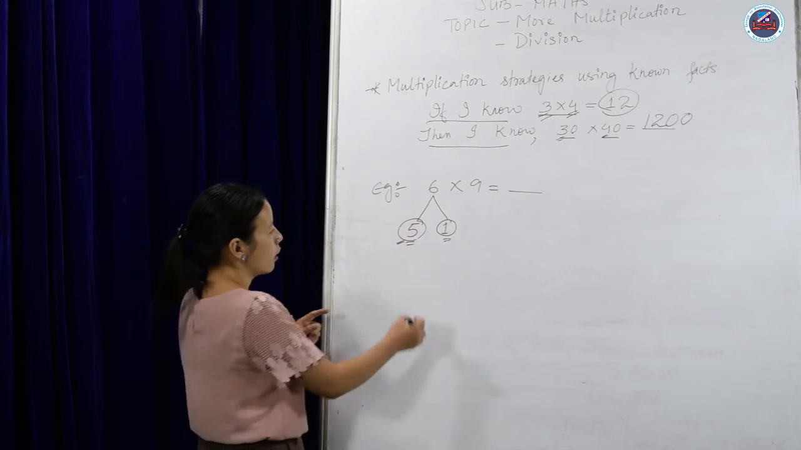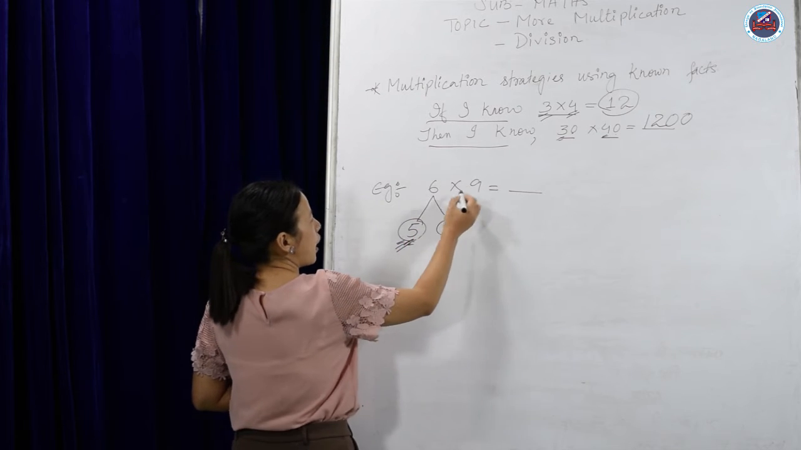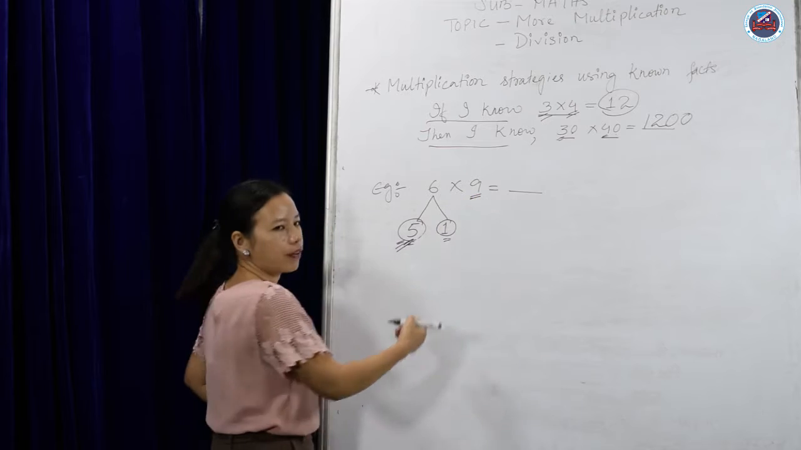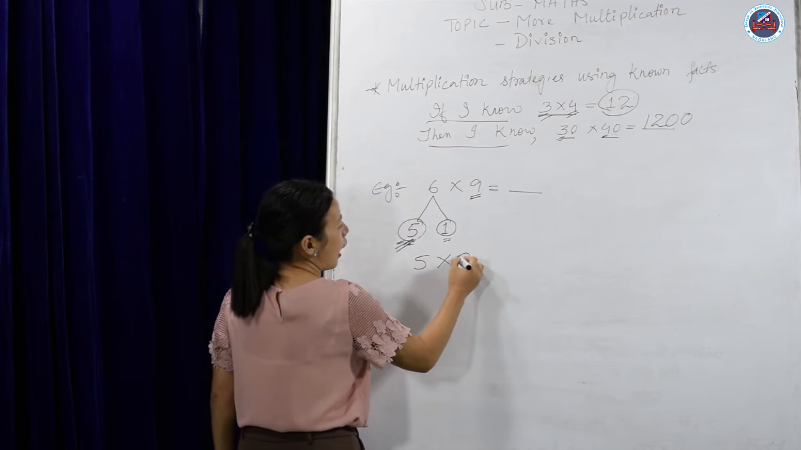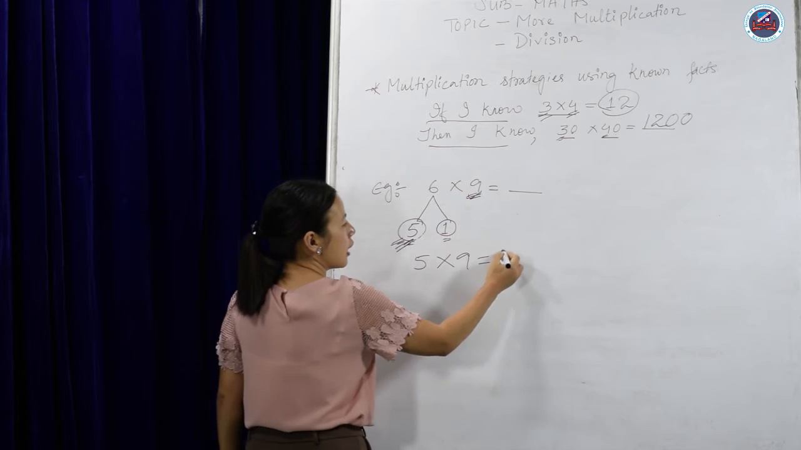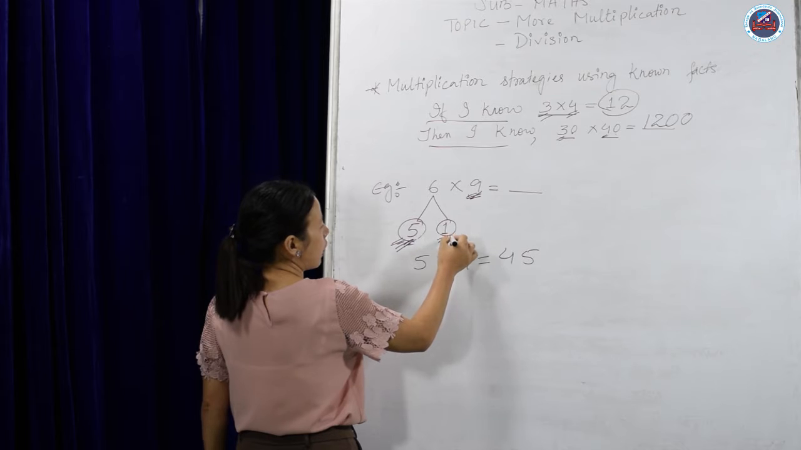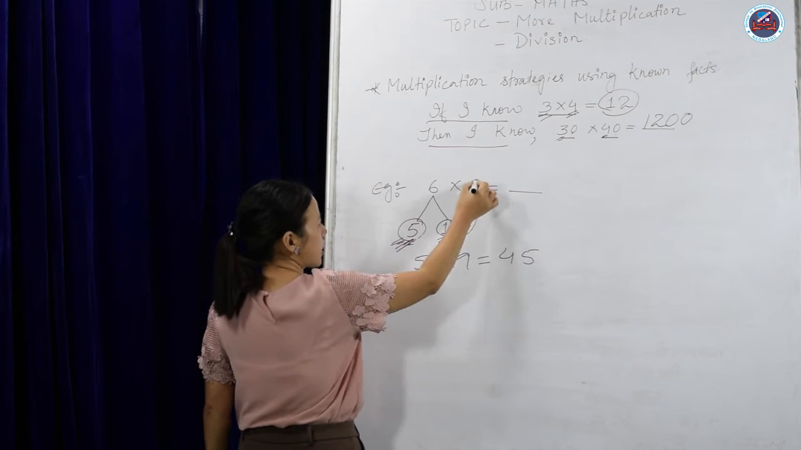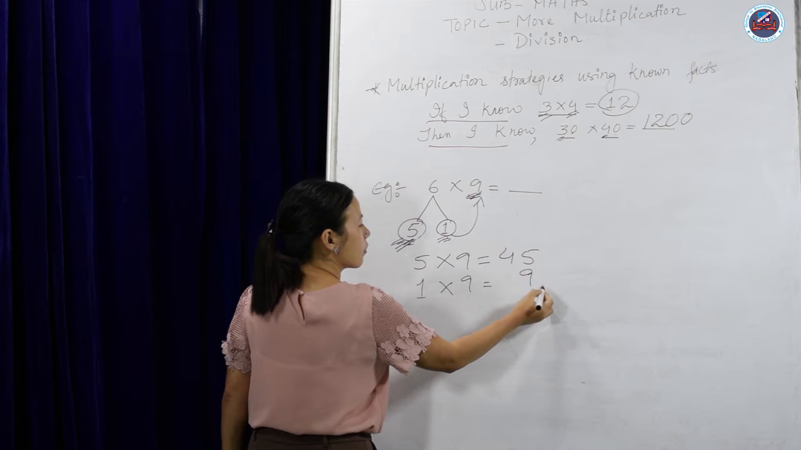So let's try. I'm going to use this 5 and multiply it with the other factor. So 5 times 9 is how much? I know that 5 times 9 is 45, right? And then I have this 1 here. Now this one I'm going to multiply again with this 9. That is 1 times 9 is 9.